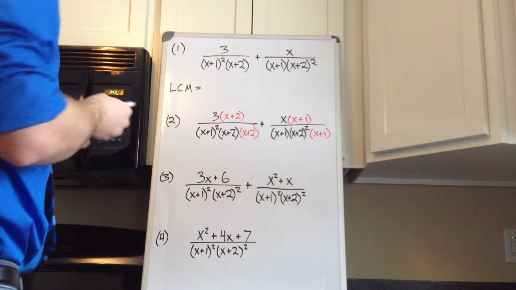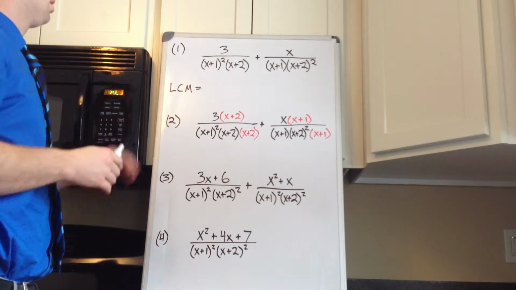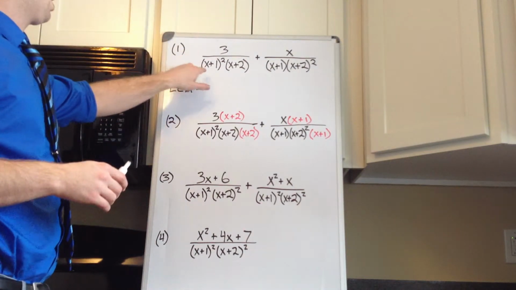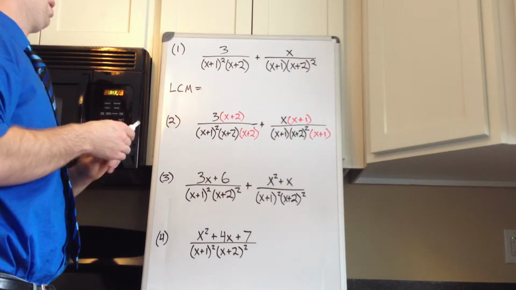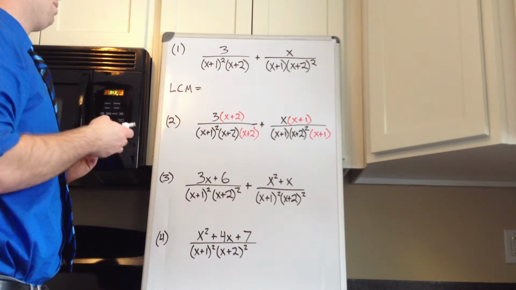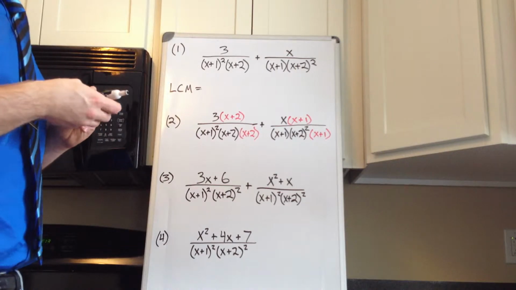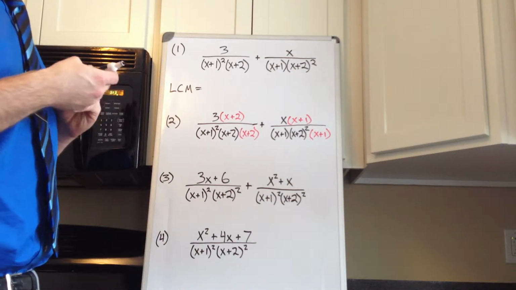Last example with adding and subtracting rational expressions. We have 3 over (x plus 1) squared times (x plus 2), plus x over (x plus 1) times (x plus 2) squared. They do not have the same denominator, so we need to find a common denominator. We're going to find the least common multiple of those two denominators.